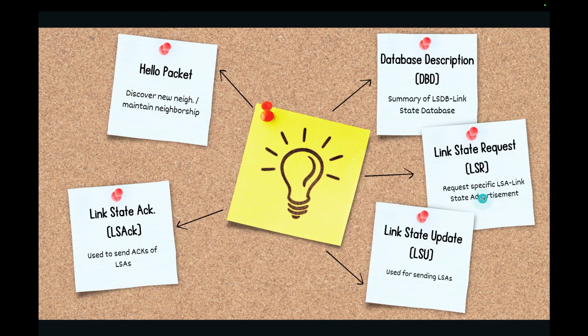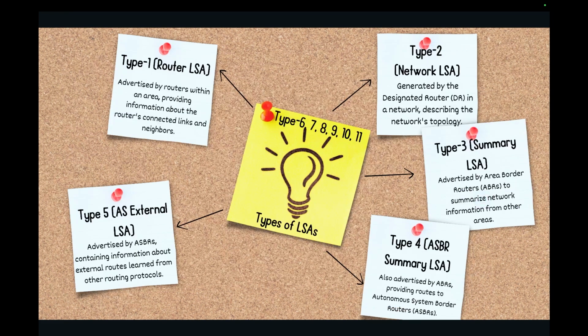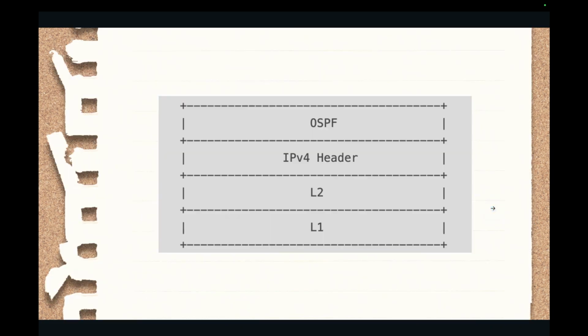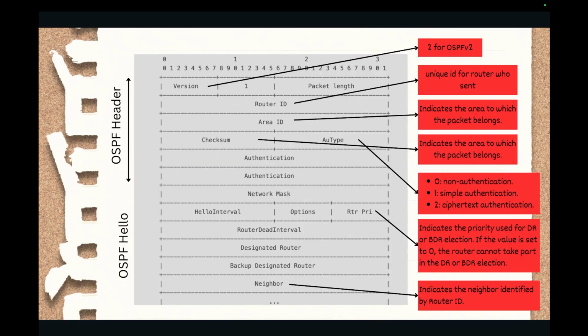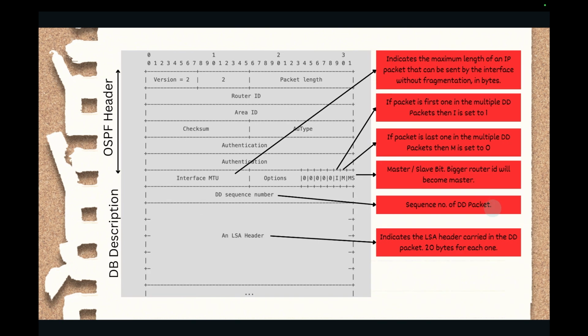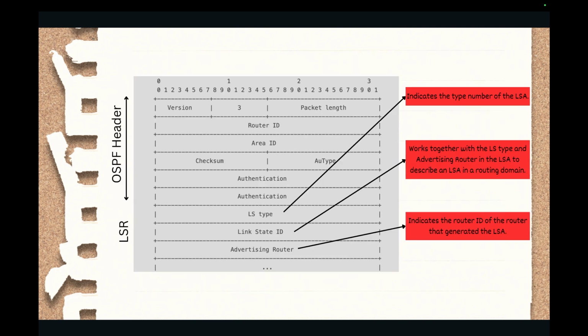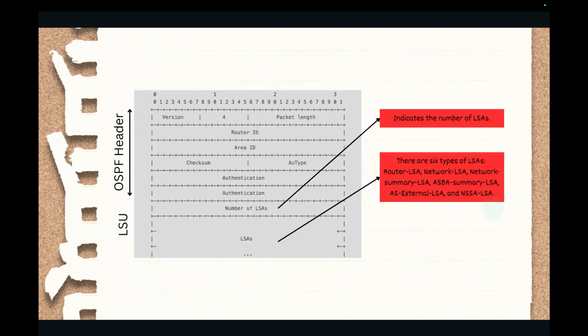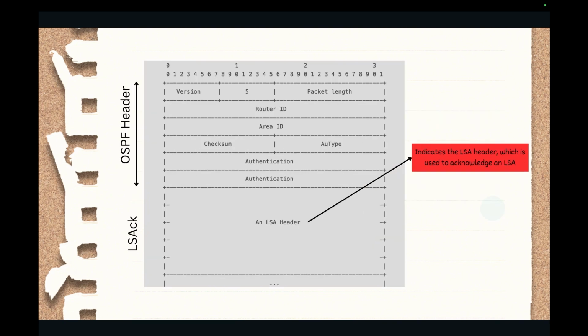Then we have seen the packet formats. These are the main packet formats for OSPF. Then these are the LSAs. LSAs are nothing but the advertisement of routes, and those have some types. These are the types that we have discussed. Then we saw the detailed packet formats: this is the hello packet format, then database description, then link state request LSR, link state update LSU, and link state acknowledgement LSAck.